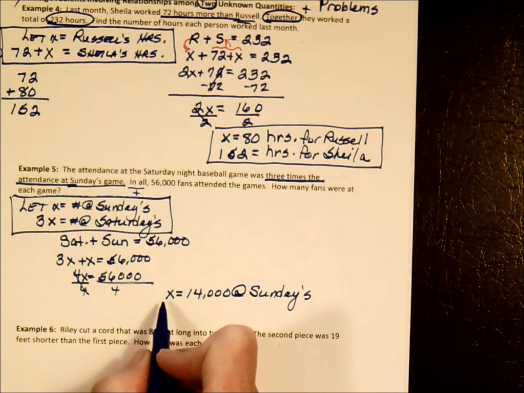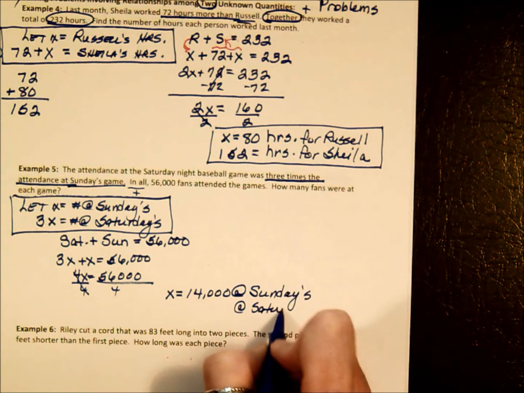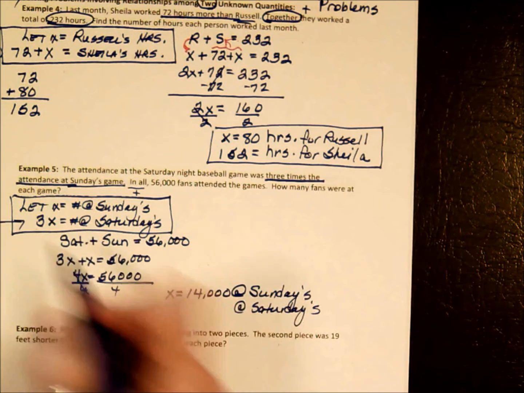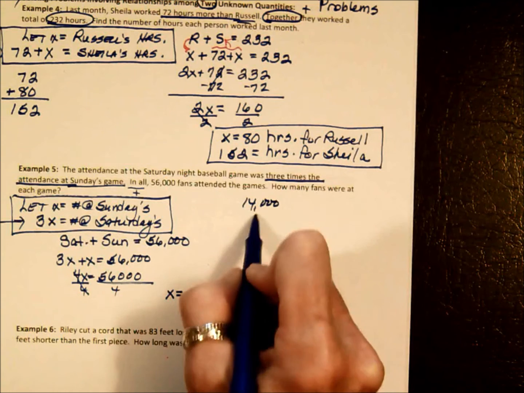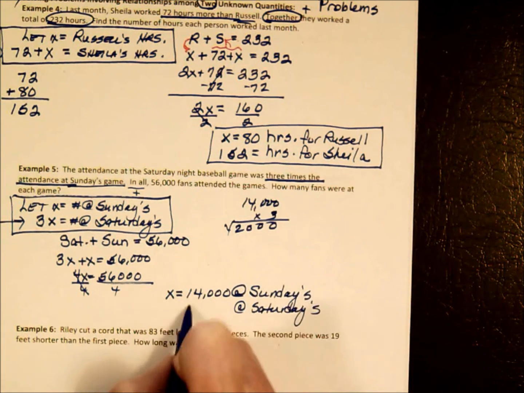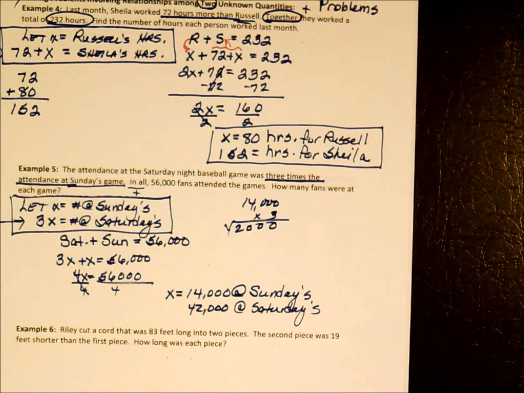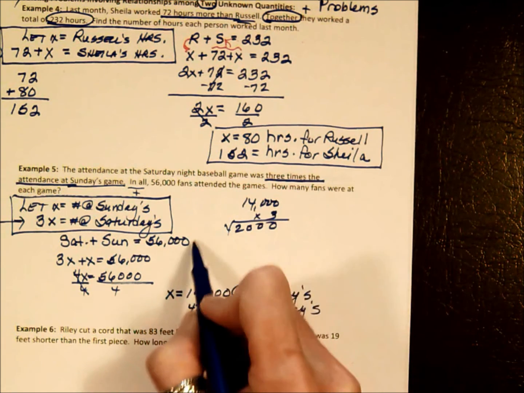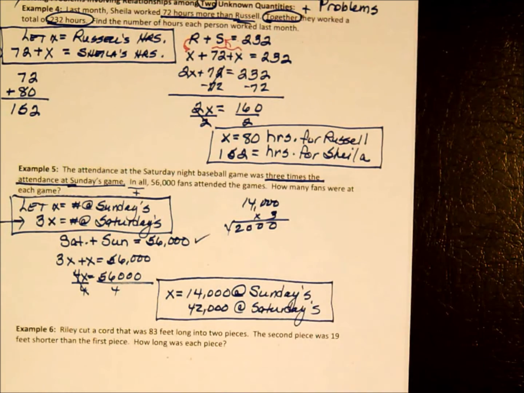And how do we find Saturday's game? At Saturday's, we do what it says right here. We multiply x by 3. So we take 14,000, we multiply it by 3, and we get 42,000 at Saturday's game. You can check those by adding them together and making sure they make 56, which they do. So again, that's a comparison problem.